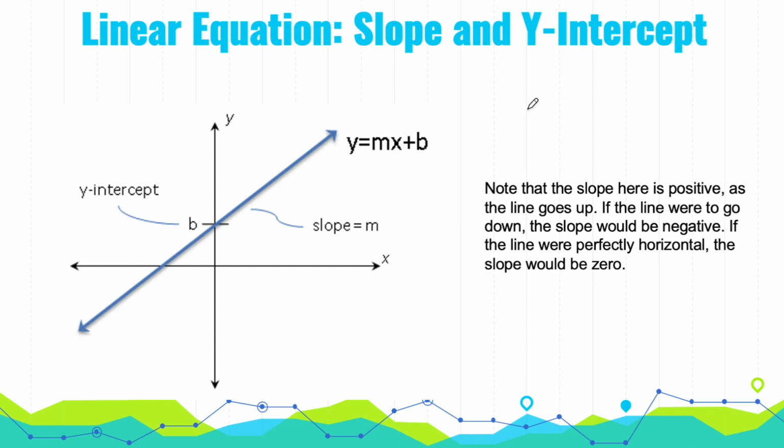Here's what that looks like visually. The equation associated with our line is y equals mx plus b. Here we can see that the slope is positive, so the line goes up from left to right. We can see our y-intercept is b here. It's the point where our line crosses the y-axis. And the slope, m, is what determines the steepness.